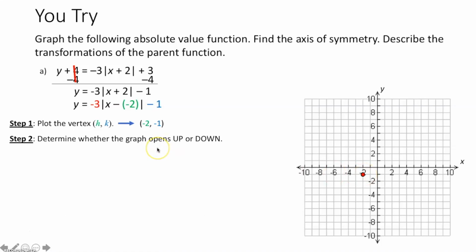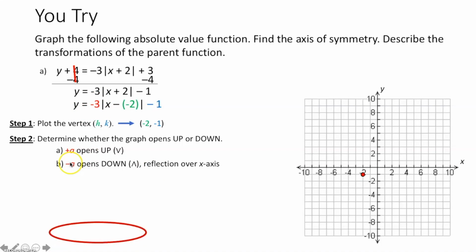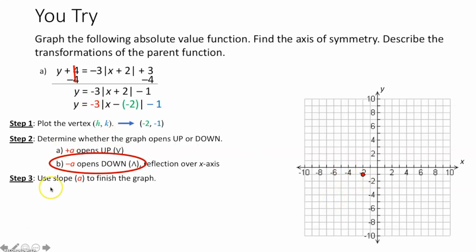Next, we decide, is the graph opening up or down? Do we have a positive or negative a value? Well, our a value is -3. Therefore, we have a negative a value, so our graph is going to open down, meaning from this vertex, we're going to have a downward facing v. From here, we're going to use the slope to graph the rest of our v.